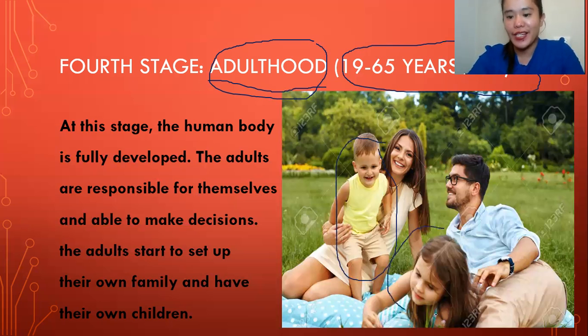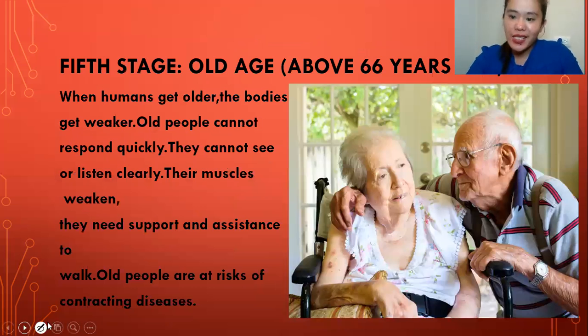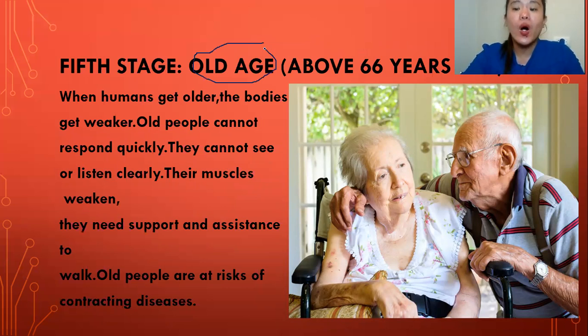All right. So that is the fourth stage. And then let's go to the last stage, or the fifth stage, which is old age. Everybody, can you say old age? Very good. So when we say old age, it's above 66 years old.